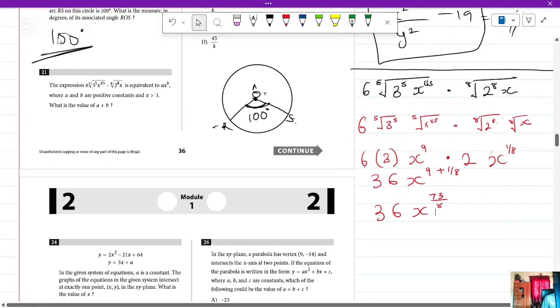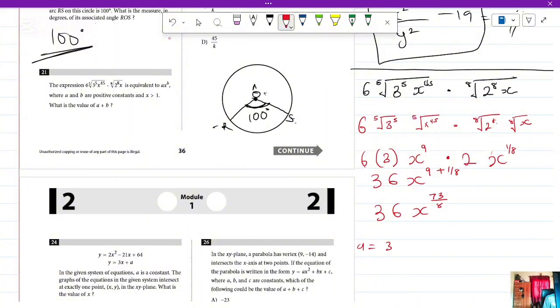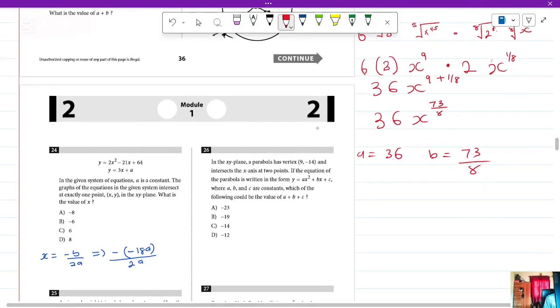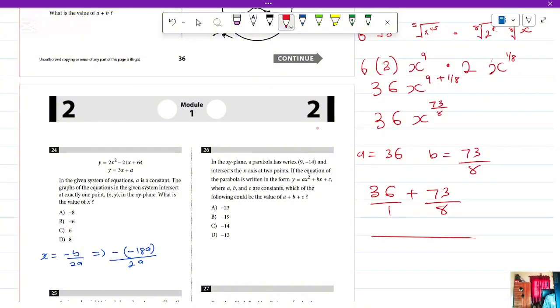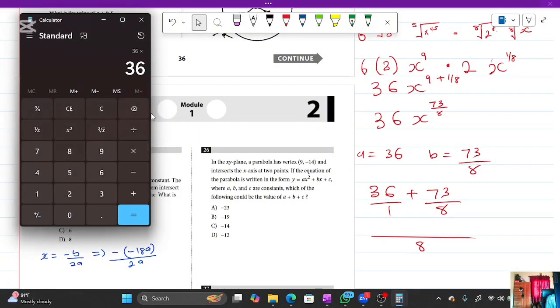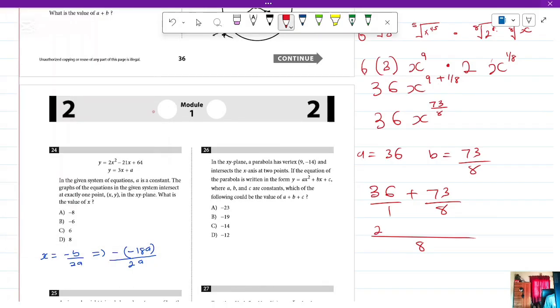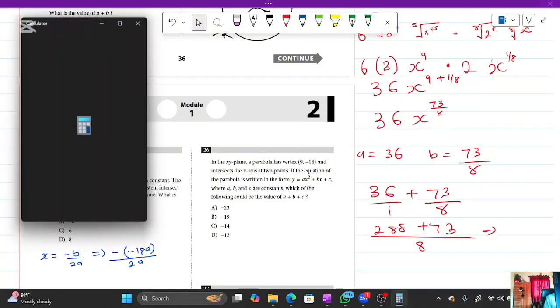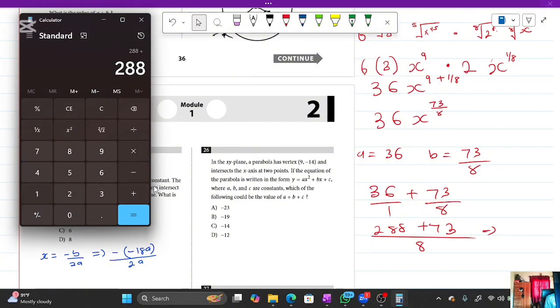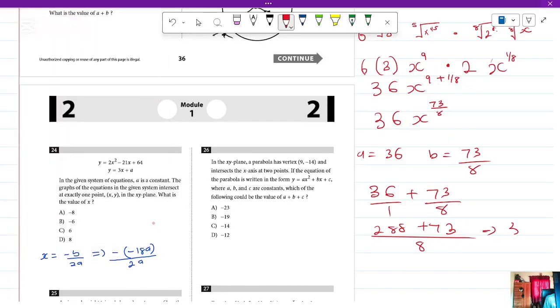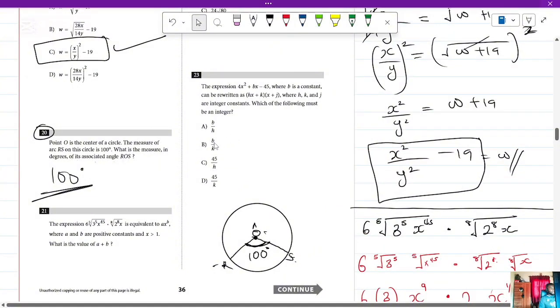So now if you look at it, A is 36, B is 73 over 8. What is the value of A plus B? So that will be 36 plus 73 over 8. So your LCM here is 8. Now if you do the LCM, 36 times 8 is 288 plus 73. Now let's add it together. 288 plus 73 will give you 361 over 8, and it's as simple as that. That is just how to deal with that 21.